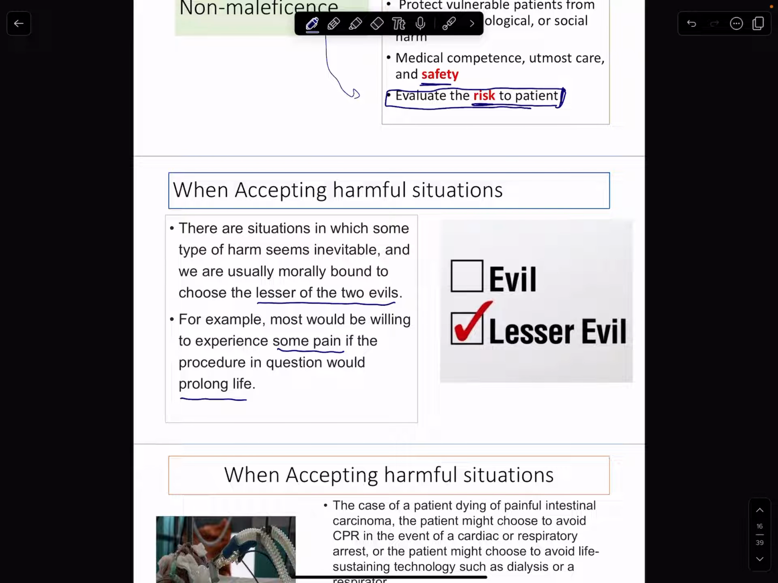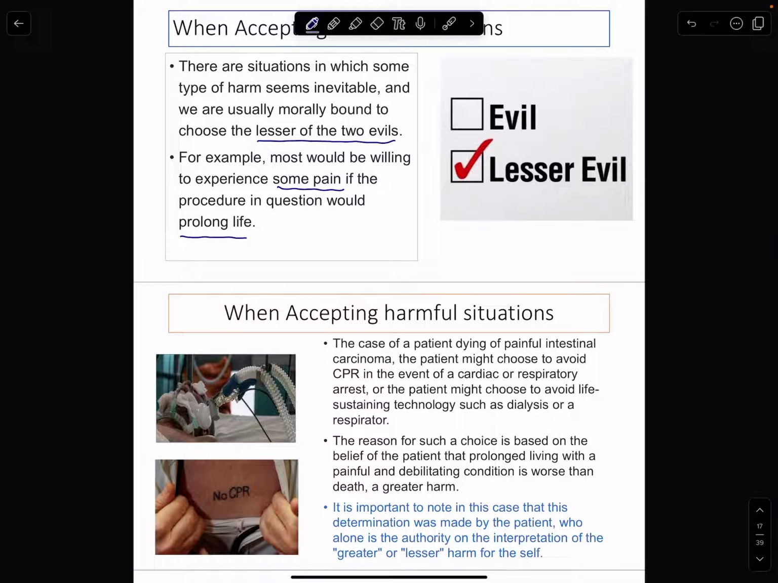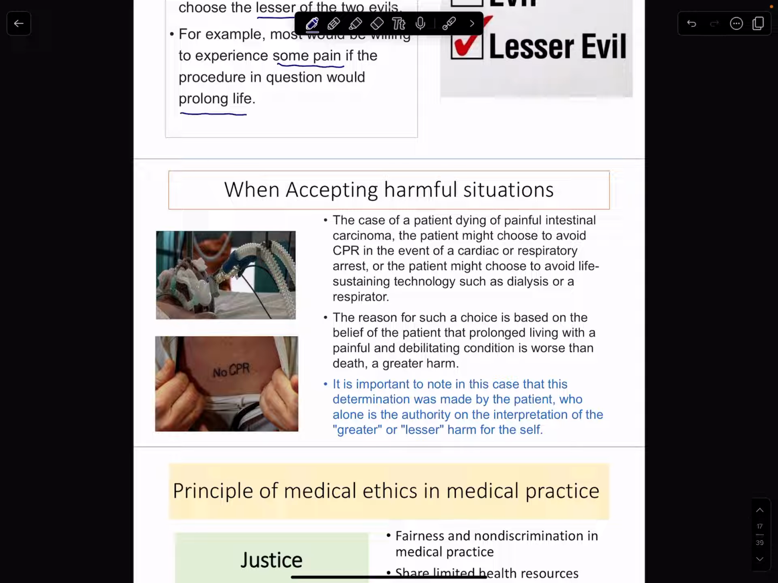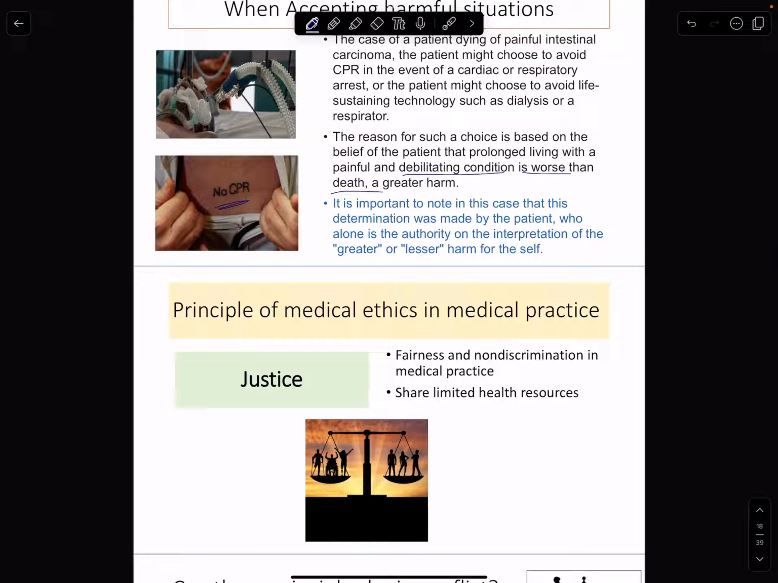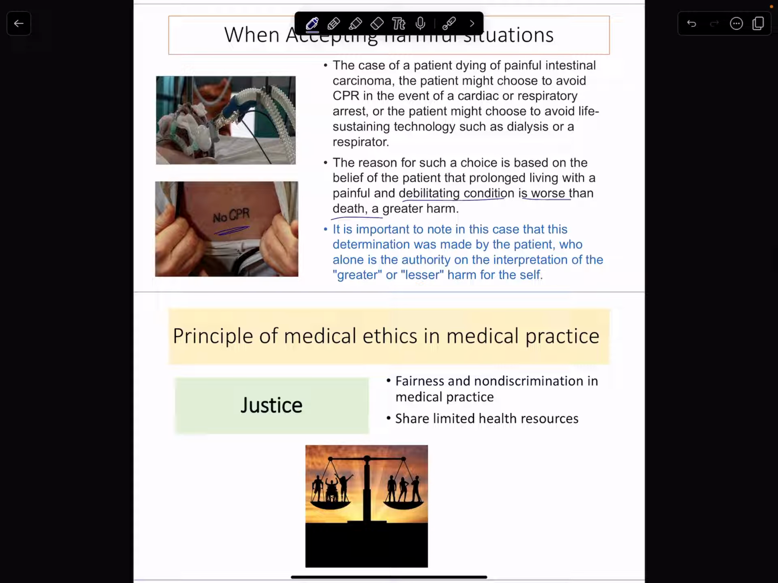So here we're saying there are situations where we're harming the patient, but we're not breaking non-maleficence because we're choosing the lesser evil. Because if we let them be, they're going to have problems, right? So, for example, here we do a no CPR or DNR because it would be greater harm letting this person go on and face the debilitating condition, which is worse than death, right? So this is lesser harm, right? Although death is harmful to this patient, it's less harmful than what they're going through.